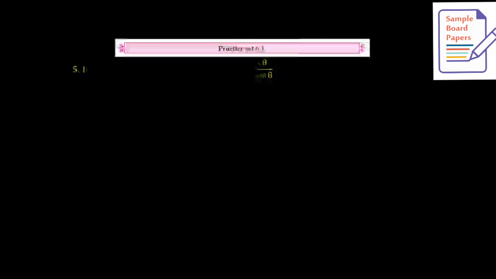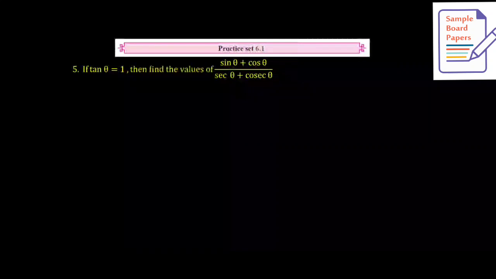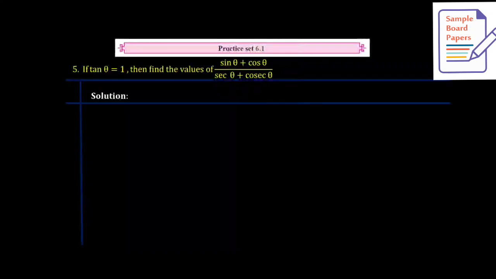Last question of our first part, that is the fifth one. If tan theta is equal to 1, then find the value of sin theta plus cos theta upon sec theta plus cosec theta. So here tan is given, so with the help of tan we can find out sec, and we require sec. Okay, so a trigonometric identity for tan and sec is there: 1 plus tan square theta is equal to sec square theta. That trigonometric identity we can use.